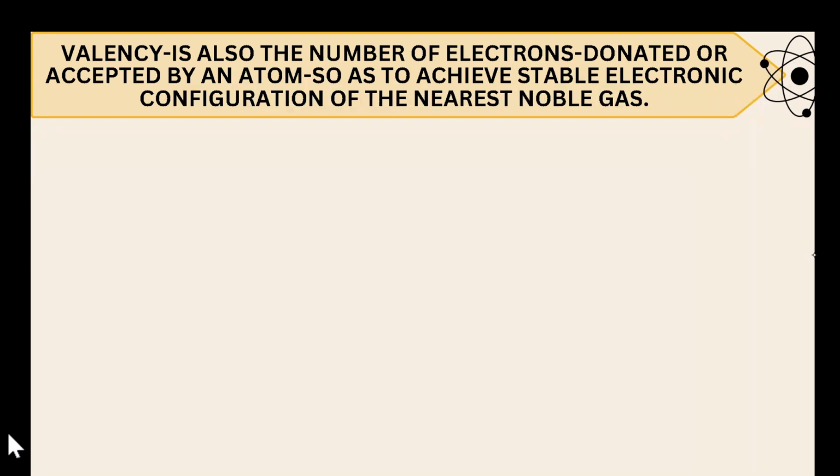Moving on to the next definition, it states that valency is also the number of electrons donated or accepted by an atom so as to achieve stable electronic configuration of the nearest noble gas. So every time the elements, whether metal or non-metal, will be either giving or taking in electrons. Why? So as to acquire a stable octet configuration. It means each and every element wants to acquire stability, equivalent to which nearest noble gases? We have noble gases like helium, neon and argon.